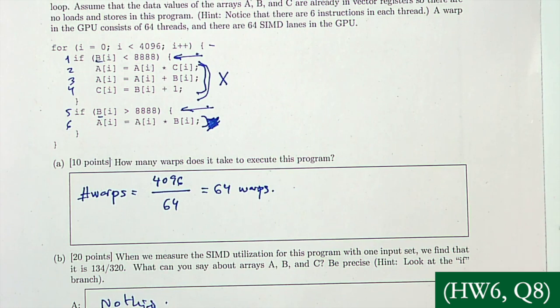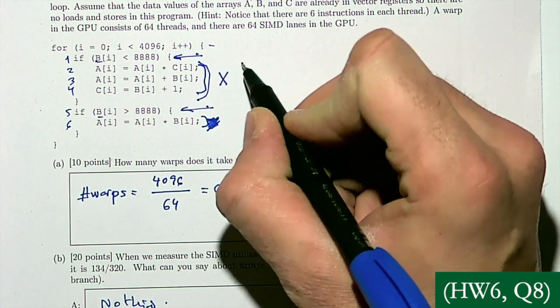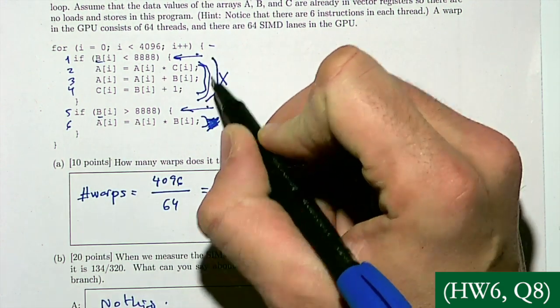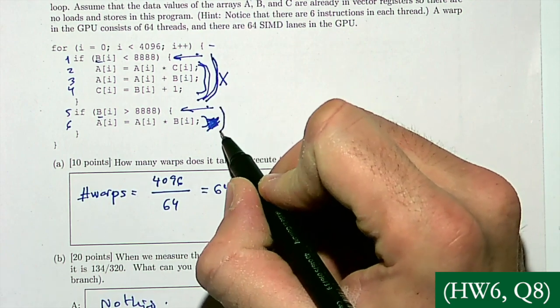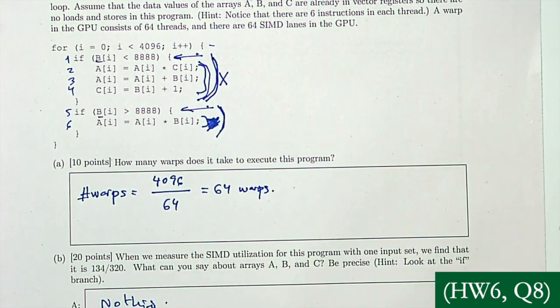Right? Because in the end, in part B, we discovered that there were two threads in every warp that are executing the same path, right? And this means that you have two threads. So if you want to decrease the utilization, instead of two, use one, right? And so the way to achieve the lowest utilization is to have one single thread going through this path, and one single thread going through this path.